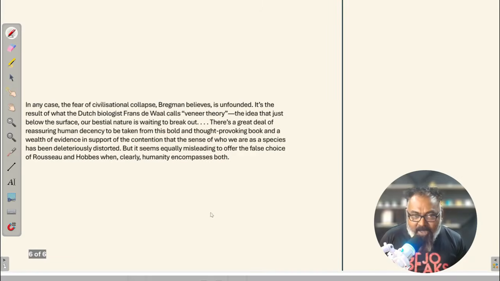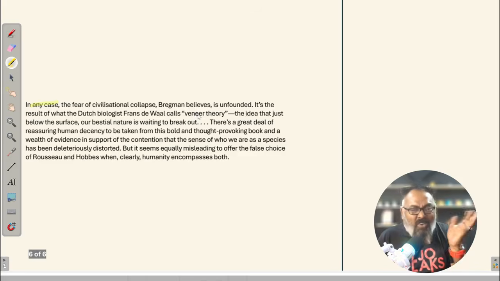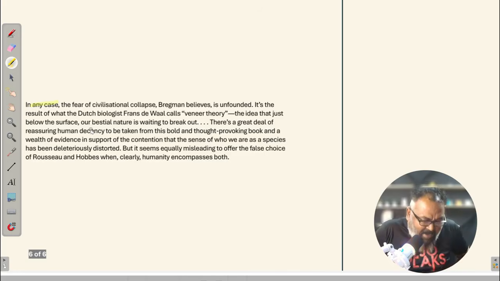Let's see what's happening in the last paragraph. In any case, leave it. The fear of civilization collapse, Bregman believes, is unfounded. Bregman thinks that the collapse of civilization is unfounded. Civilization is not going to collapse. It's a result of what the Dutch biologist Frans de Waal calls veneer theory, the idea that just below the surface, our bestial nature is waiting to break out. There's a great deal of reassuring human decency to be taken from this bold and thought-provoking book. The author is giving some credit to him.